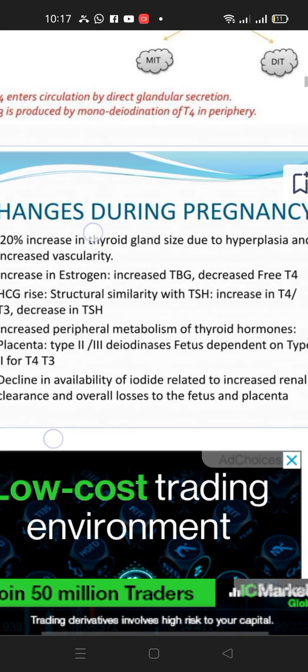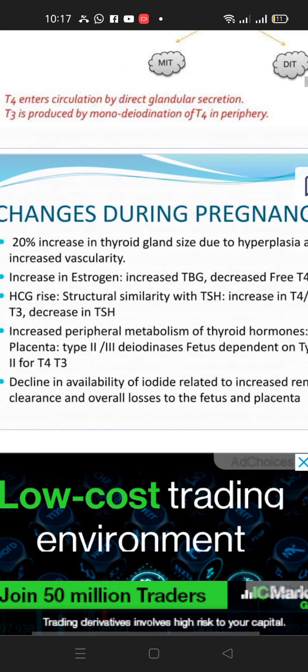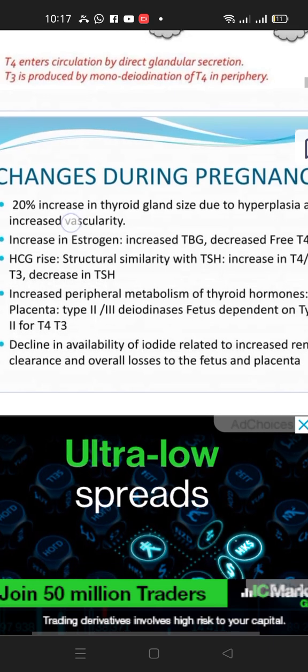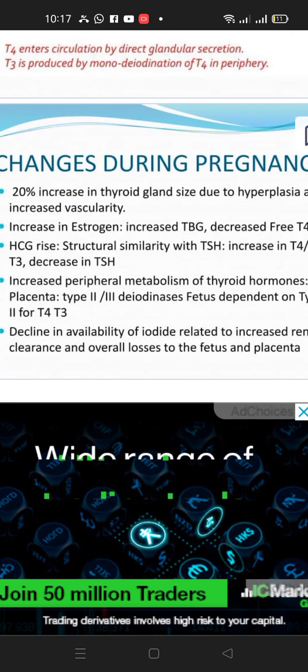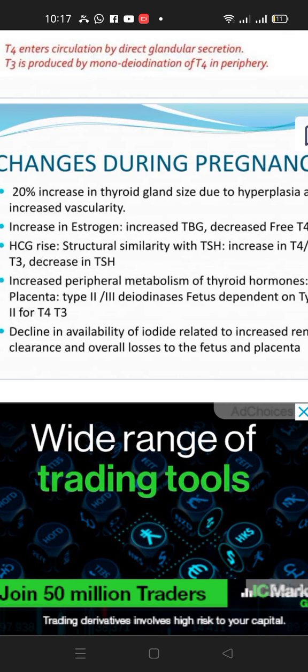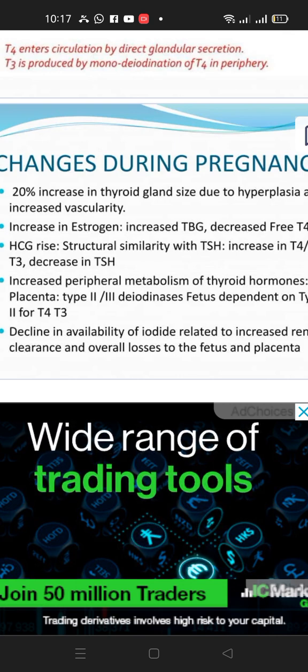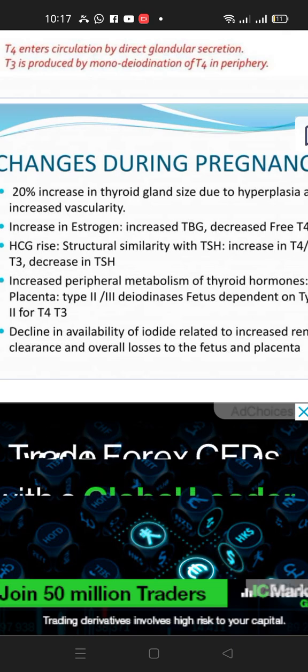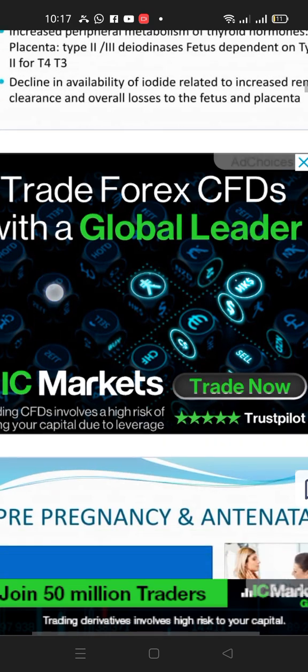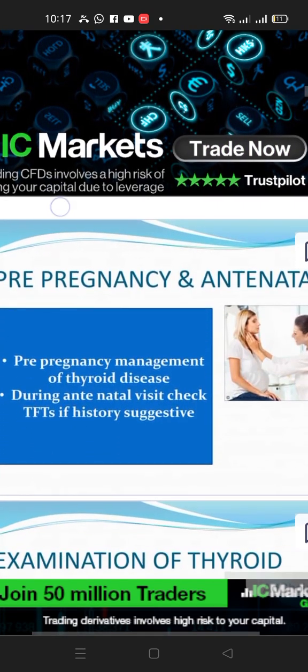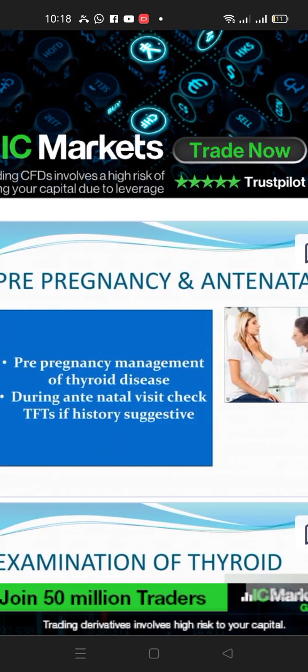So ultimately in early pregnancy, in most of the cases there is an increased activity of the thyroid gland. So T3 and T4 might be increased and TSH level is decreased, and the TSH level is decreased because of the compensatory reduction.